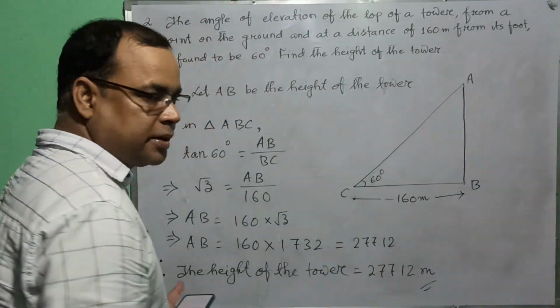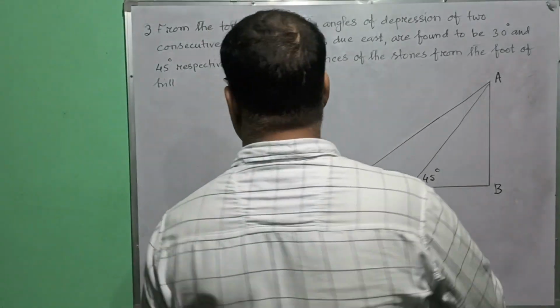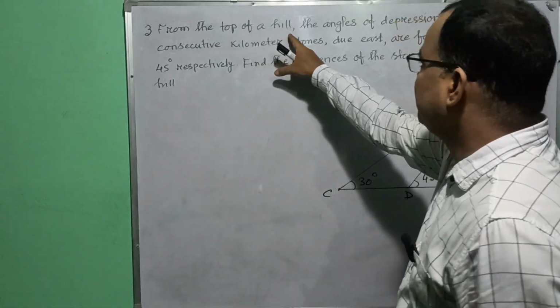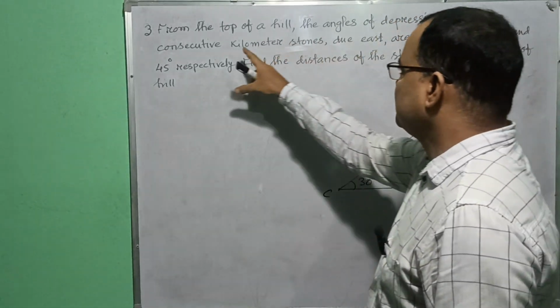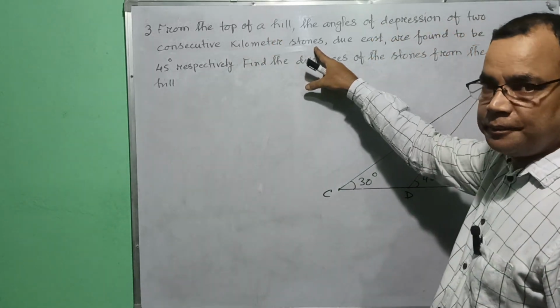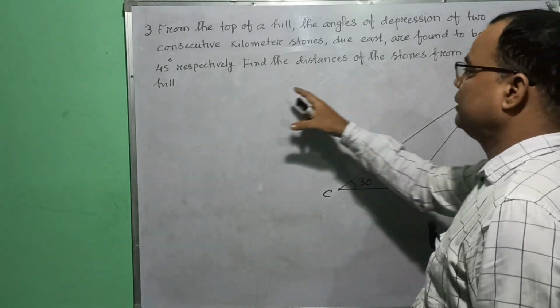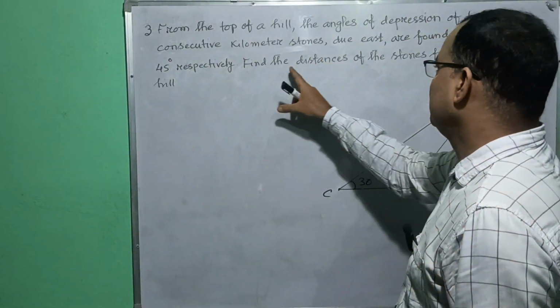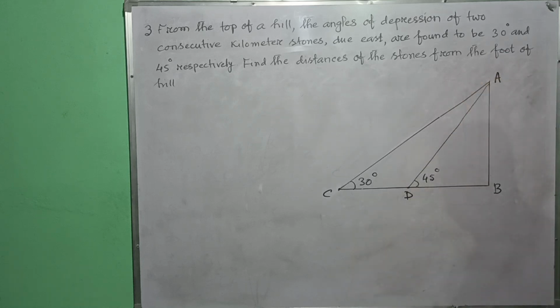Now we'll start question number 3. Let us start question number 3. In question number 3, it is given from the top of a hill, the angles of depression of two consecutive kilometer stones due east are found to be 30 degree and 45 degree respectively. Find the distances of the stones from the foot of the hill.